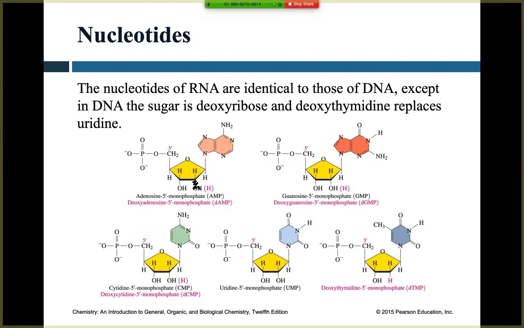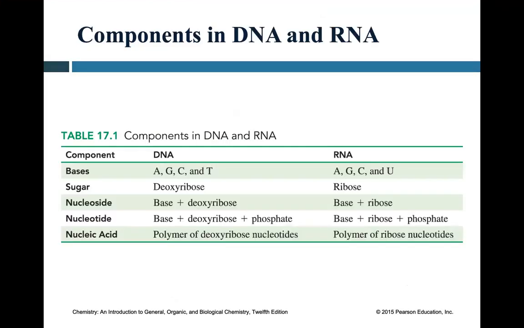GTP is not as common, but very common for using for energy. But usually, we save that for different courses. This is a table summarizing how DNA and RNA, so our nucleic acids, are built up. We have bases. Bases are attached to sugars, so they become nucleosides. Nucleosides, like I said, are base plus deoxyribose, or base plus a ribose. A nucleotide has an additional phosphate.